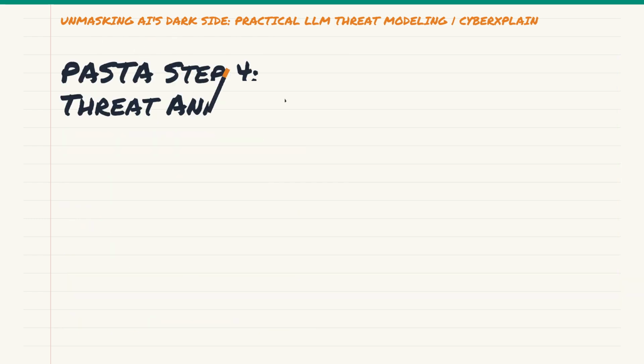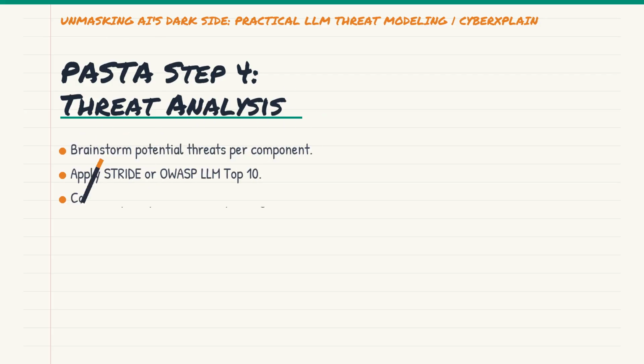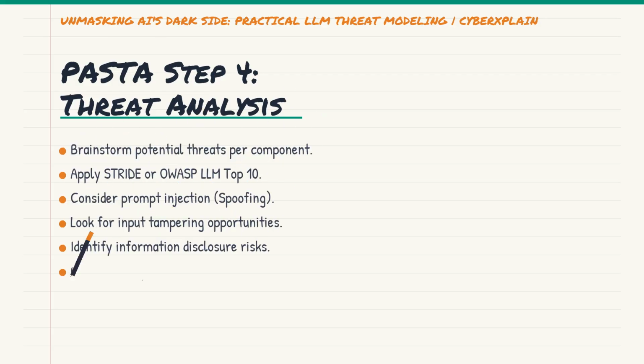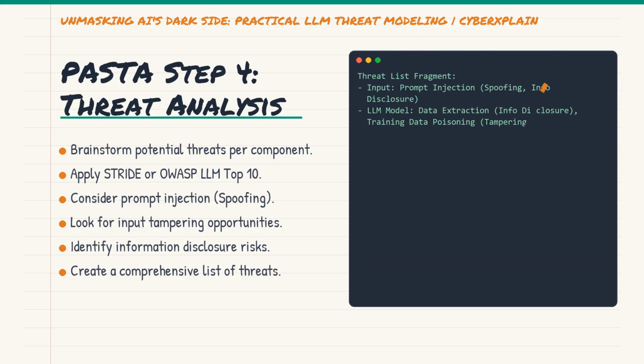With your application decomposed, step 4 is threat analysis. This is where we brainstorm potential threats using frameworks like STRIDE, which we just discussed, or even the OWASP Top 10 for LLMs. For each component and data flow identified in the decomposition step, you'd ask, what are the possible STRIDE threats here? For example, for the input to your LLM, you'd consider spoofing, prompt injection, tampering, and information disclosure. You'd generate a comprehensive list of potential threats, without worrying about prioritization just yet. This step is about casting a wide net to capture every possible bad thing that could happen.